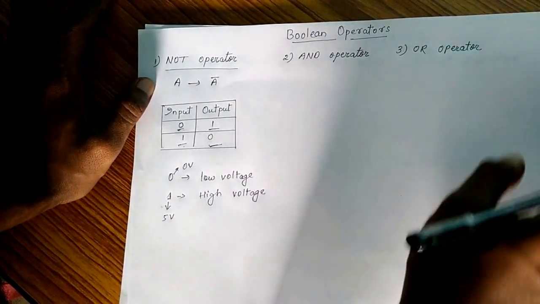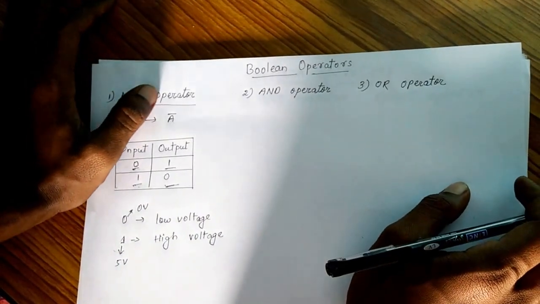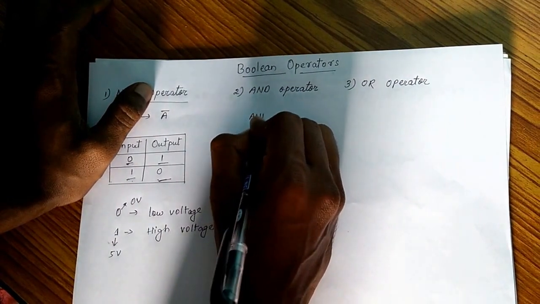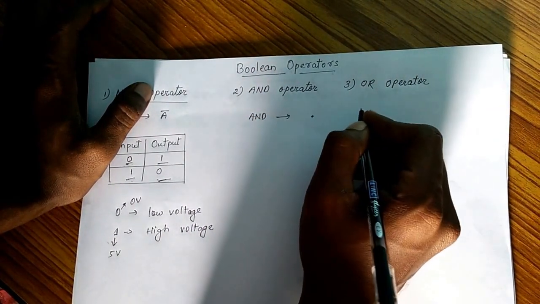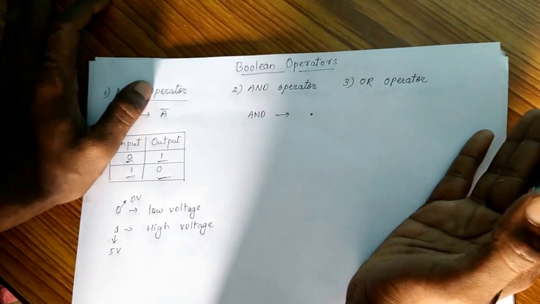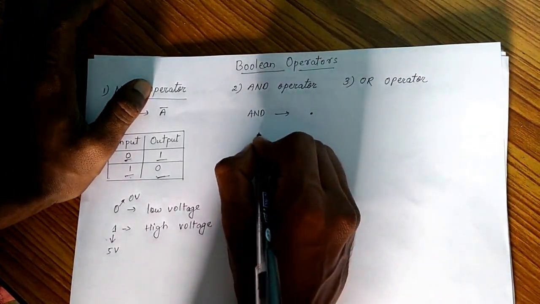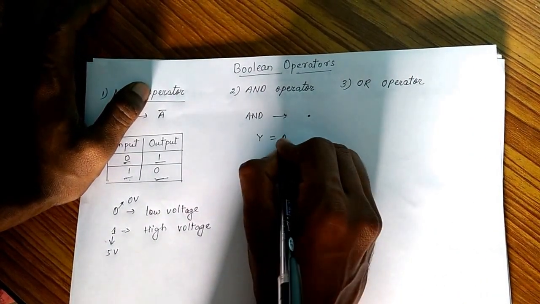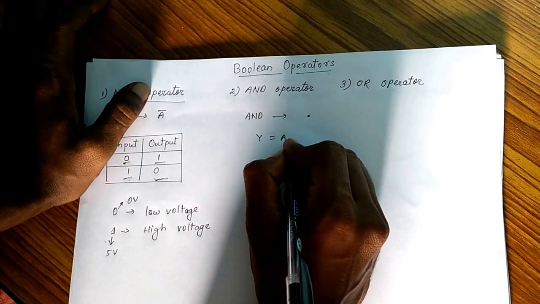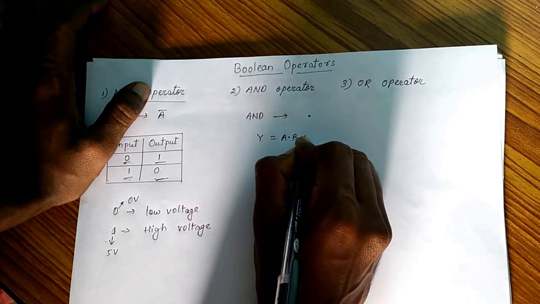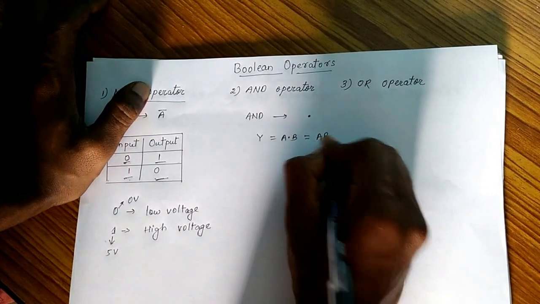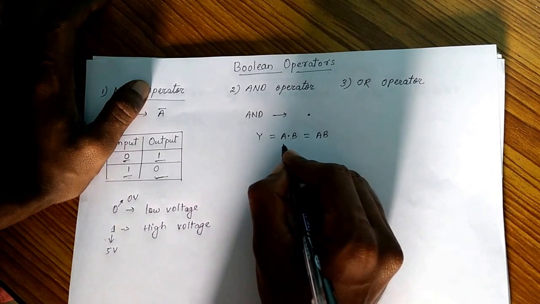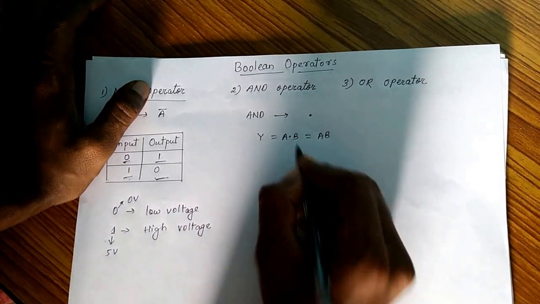And now I will tell you about the AND operator. The AND operator is generally denoted by a dot sign, or many times we use nothing. That means if an operation between any two variables A and B is denoted by Y is equal to A dot B, it may also be written as AB. We don't read it as A dot B, we read it as A and B.